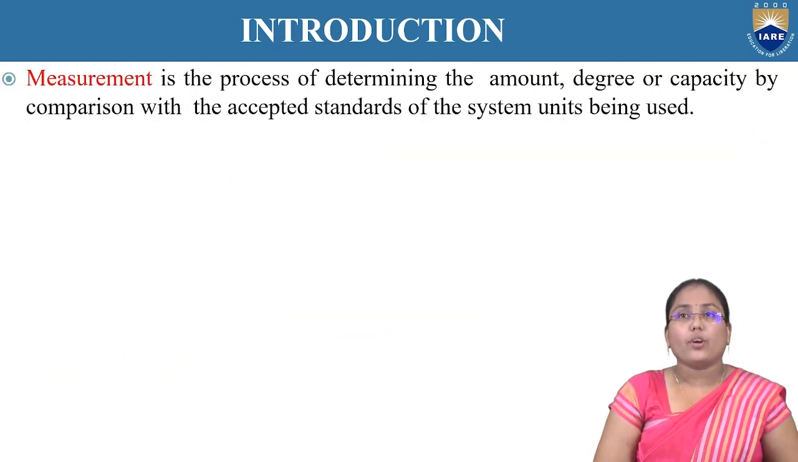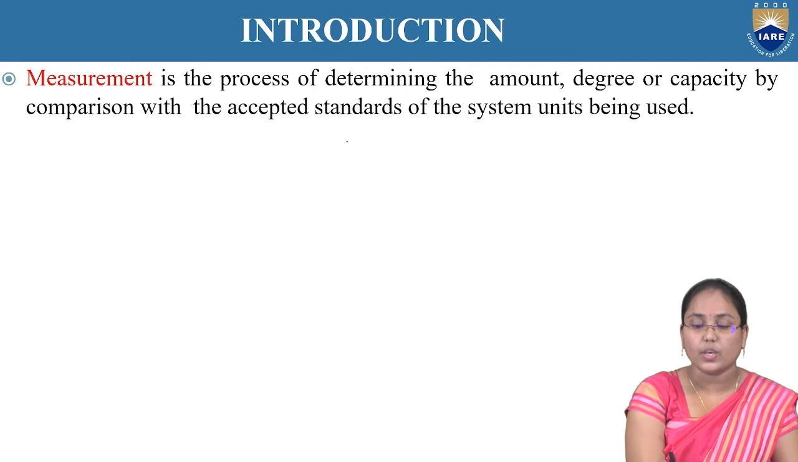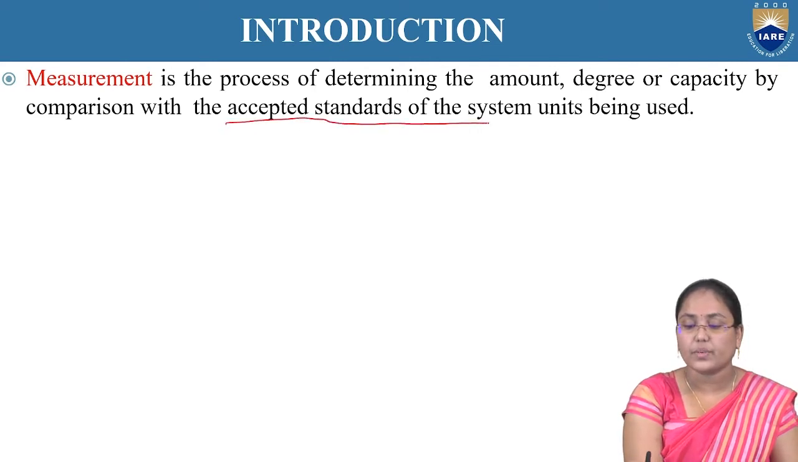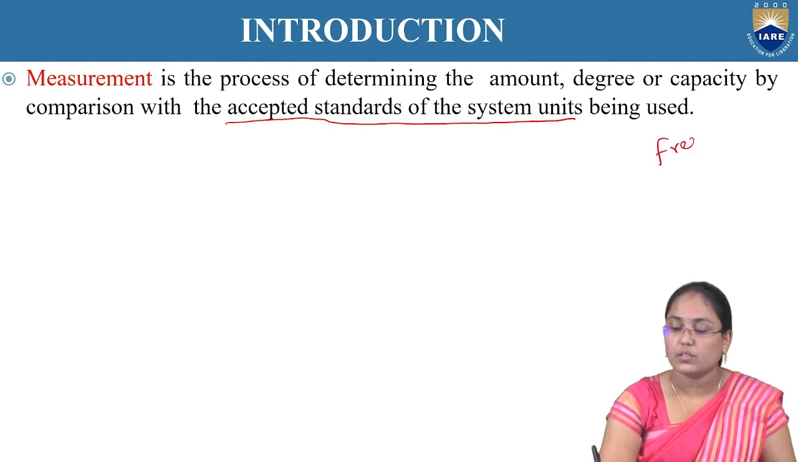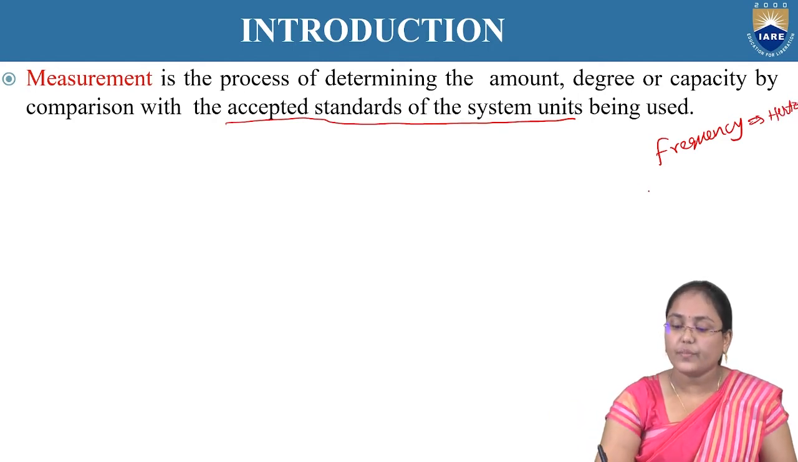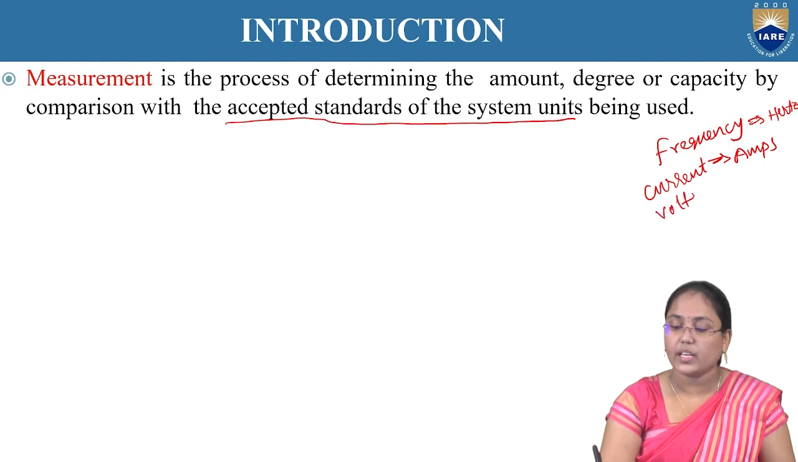Measurement is the process of determining the amount, degree or quantity by comparison with the accepted standards of the system units being used. Now, what is meant by accepted standards of system units? For frequency, we have to measure it definitely in hertz only. And when we speak about current, we have to measure in amperes. If it is voltage, then volts.